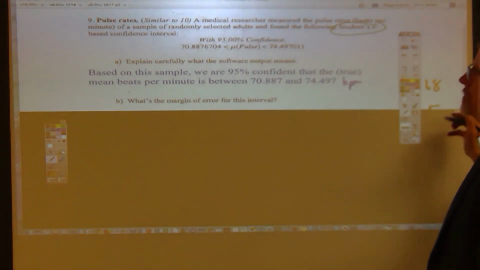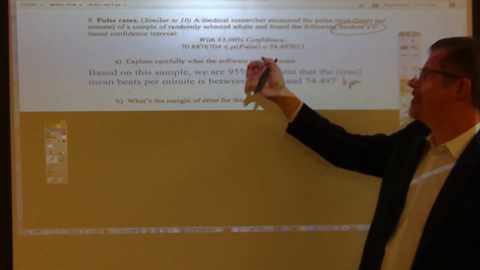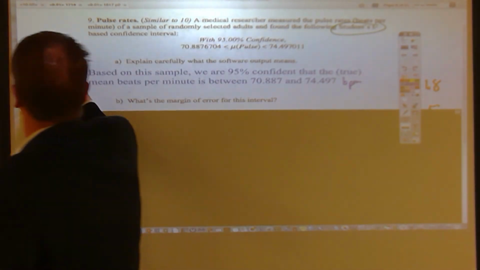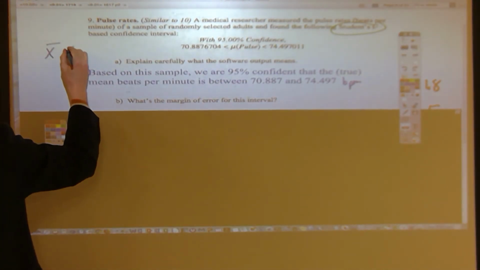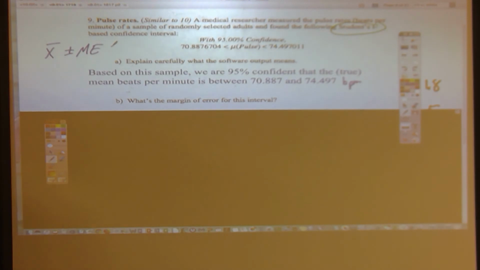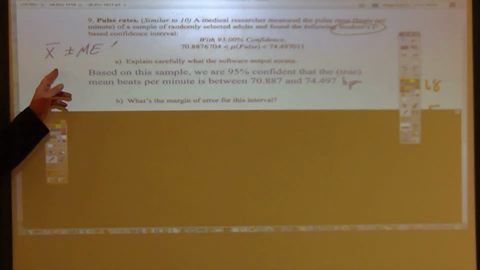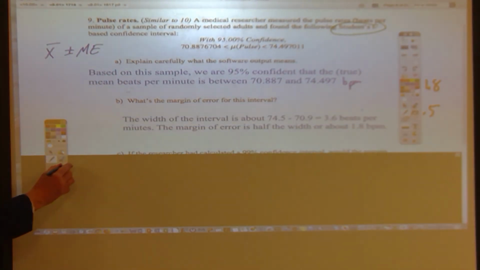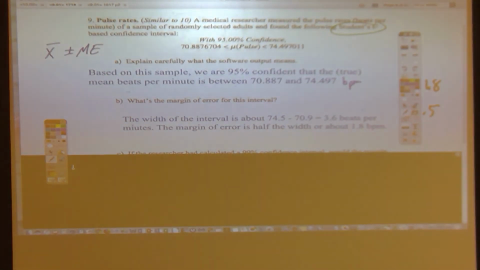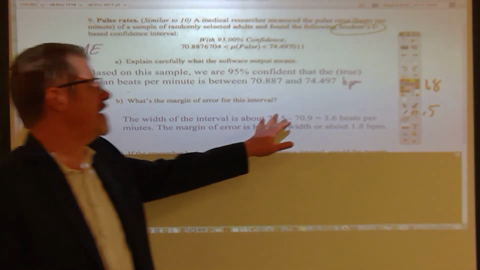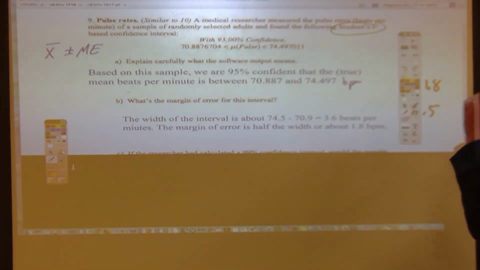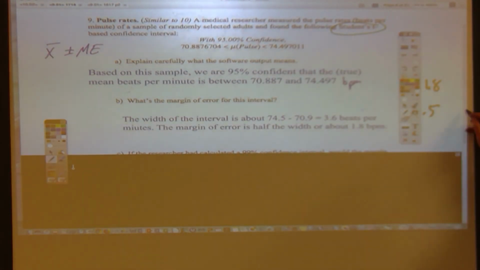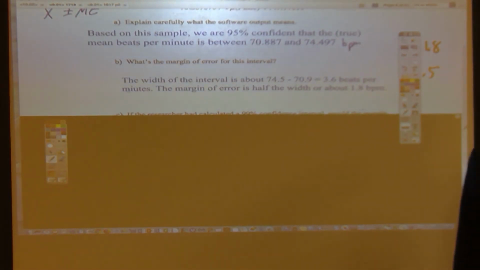Well, it's just half of the diameter. The blueprint for building this thing is x bar plus or minus ME, the margin of error. Just like the blueprint for building a p-trap was p hat plus or minus ME. So just subtract and divide by 2. Take the tooth on the right minus the tooth on the left and divide it by 2. So the margin of error is half the width, about 1.8 beats per minute. Any questions on that one?